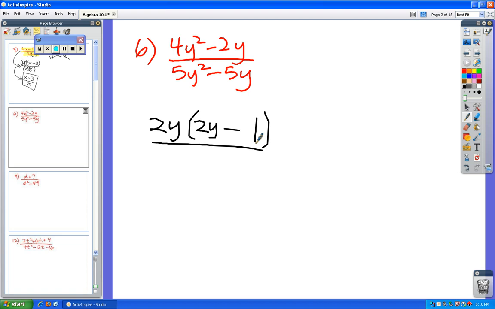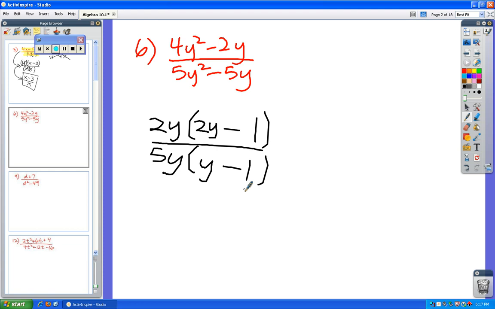We're going to do the same thing to the denominator. What do they have in common? They have a 5. They also have a y in common. You do it on the second line. If you factor out a 5y from the first term, there's something left: y. If you factor out a 5y from the second term, it's still minus 1.